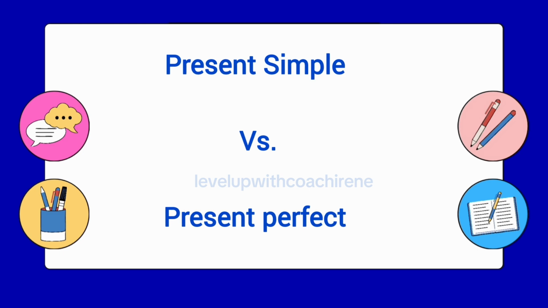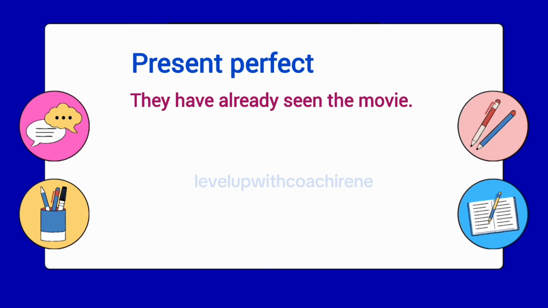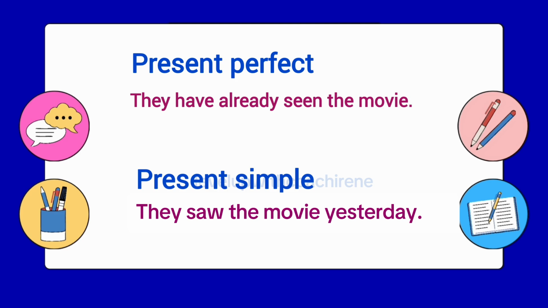The difference between the present simple and the present perfect is that the present perfect tense focuses on the connection between the past and present rather than the exact time an action occurred. Let us look at these examples. They have already seen the movie. This is a present perfect tense. For a present simple tense, it would be: they saw the movie yesterday. So, the difference is present perfect focuses on the connection between the past and the present, whilst present simple focuses on the exact time the action occurred.